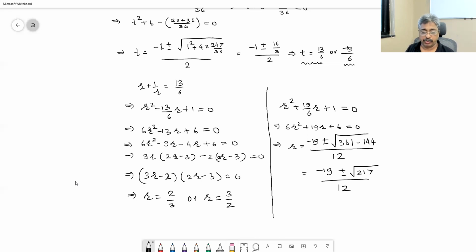So these are the four values of R, and you were asked to find out R. Now you will be surprised, what kind of common ratio is this? But this is a common ratio. So maybe if the middle term is 2, then there are two common ratios here. Let us call this R1, this R2, and R3 is equal to minus 19 plus radical 217 upon 12.